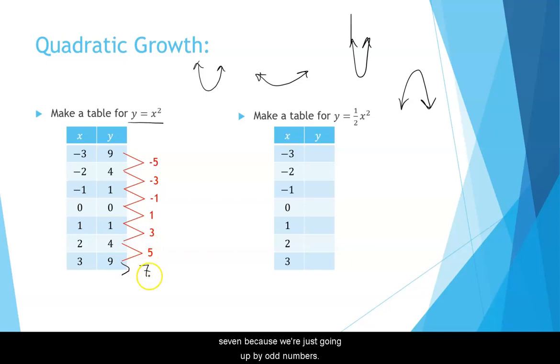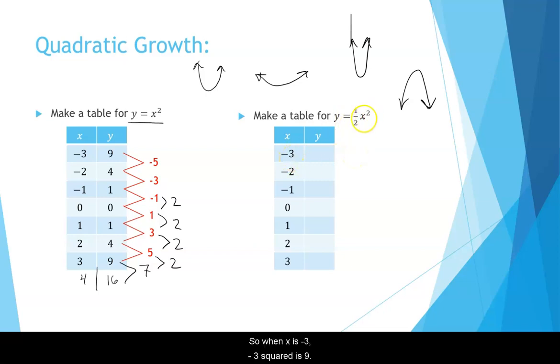It would be an increase of 7 because we're just going up by odd numbers, and we know from before that for quadratics, the change of the change is constant. So all of these differences should be a difference of 2. Okay, so if this is an increase of 7, 9 plus 7 is 16. And sure enough, for the corresponding x value, that would be a 4. 4 squared is 16. Let's see what happens when we multiply it by this 1/2.